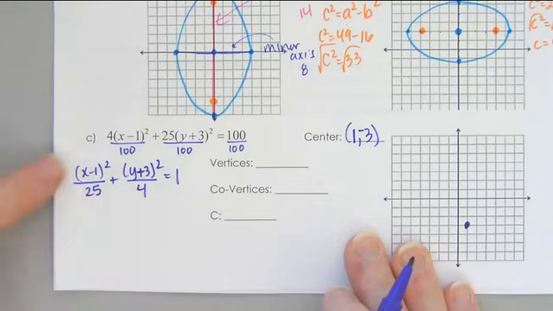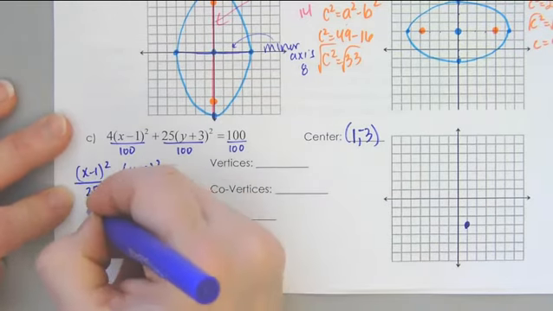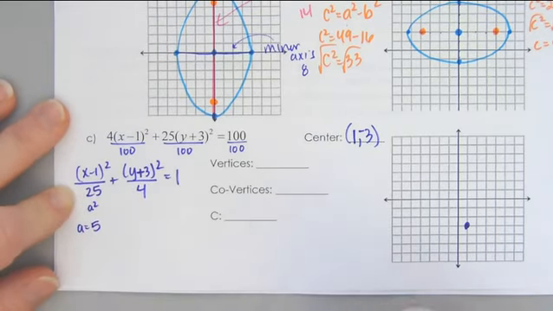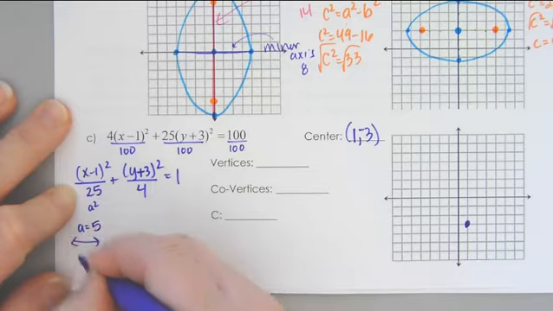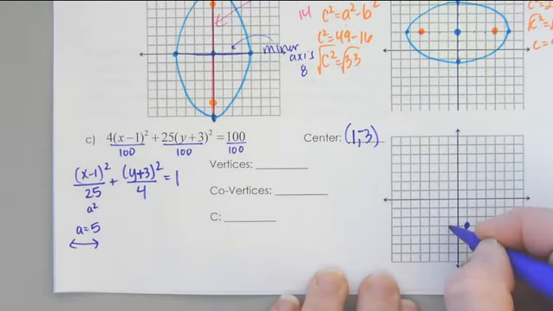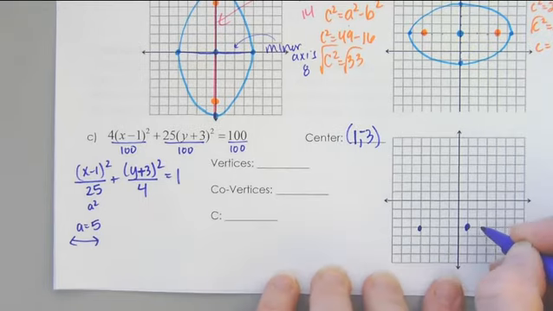All right. So if you look, there's a 25 under the x. The bigger number is always a squared. The square root of 25 is 5. X goes left and right. So what you're going to do from here is go left 5 and right 5. 1, 2, 3, 4, 5. 1, 2, 3, 4, 5.